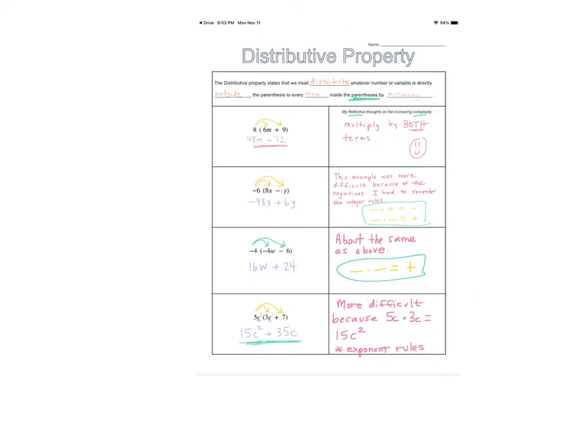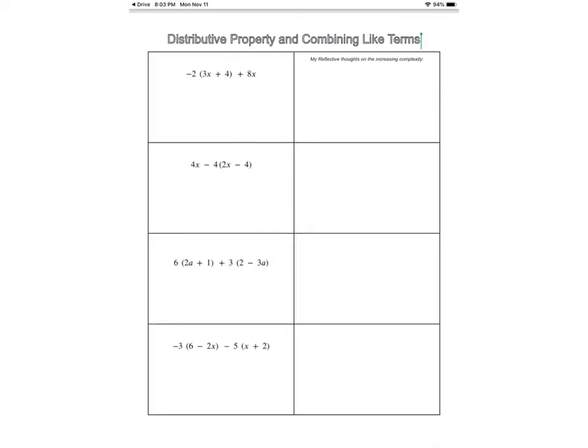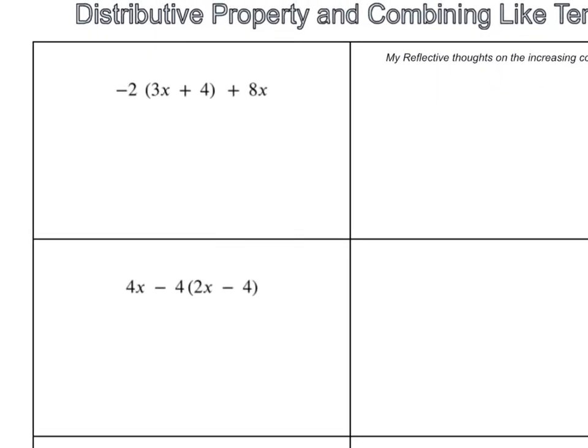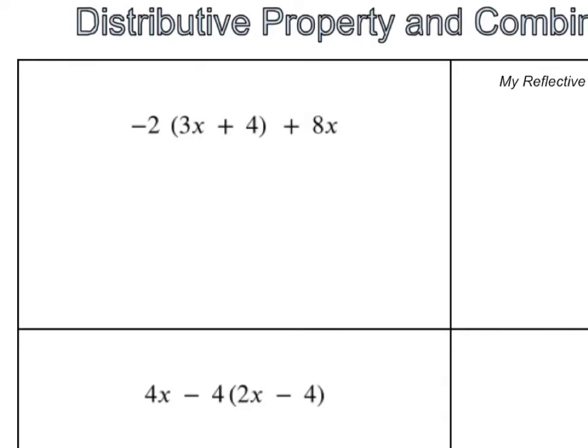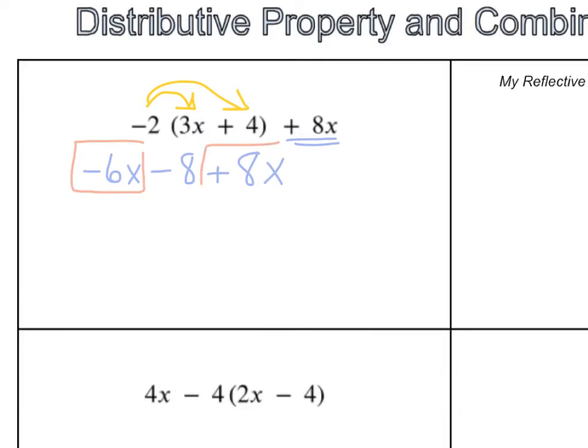You should have everything completed on the front side. Okay, on this side, we're going to do the distributive property and combine like terms. So we're going to follow the same process, but you have to figure out what you are distributing. So remember, it's that number outside the parentheses. Okay, so in this case, we're going to distribute the -2. Okay, so -2 times 3 is -6x, and -2 times 4, a negative times a positive, is a -8. And then we're going to bring down the plus 8x. Okay, so we've gotten rid of the parentheses. Now we're going to look to combine any like terms. And remember, we always take the sign in front of the like terms.